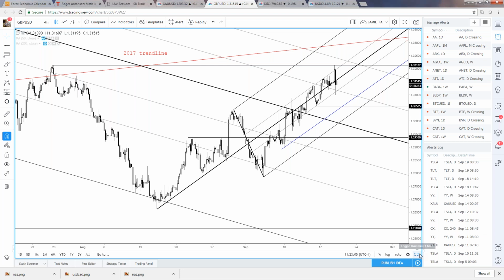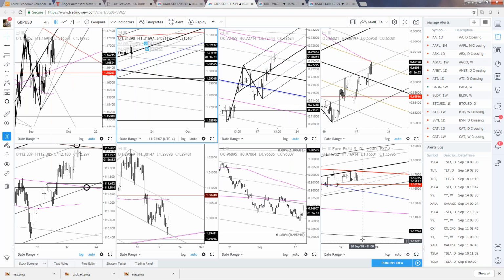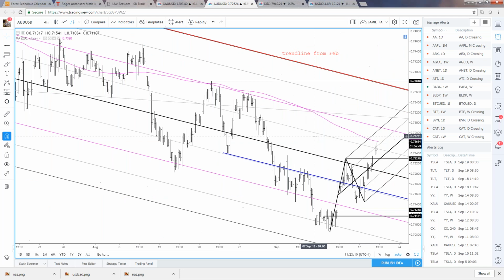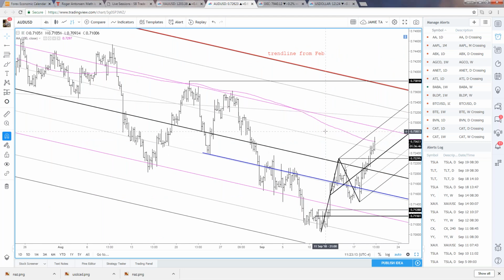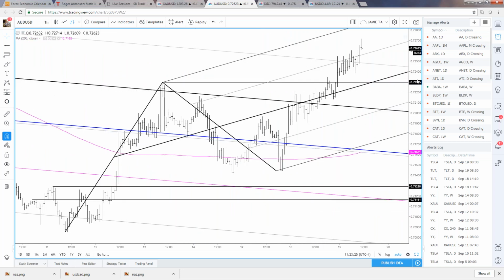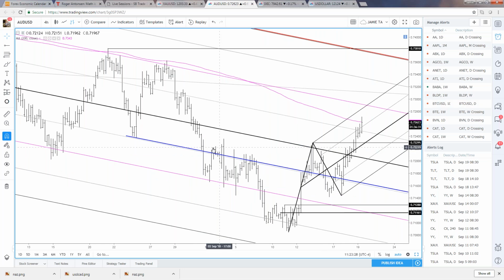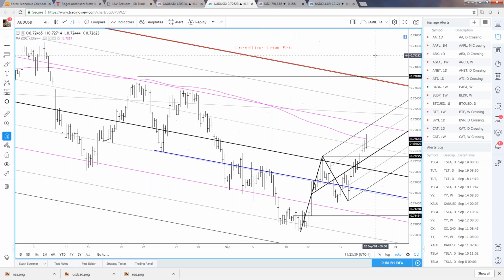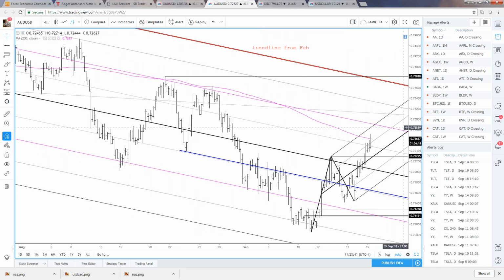All right, let's go to Aussie. I wrote last night that I think this is probably the best place to be at the current juncture when it comes to trading the dollar. So you do have a head and shoulders bottom here. Target for that is up near 73.80. We'd be looking at 73.70 as initial resistance. That's where the trend line from February sits at this current point.